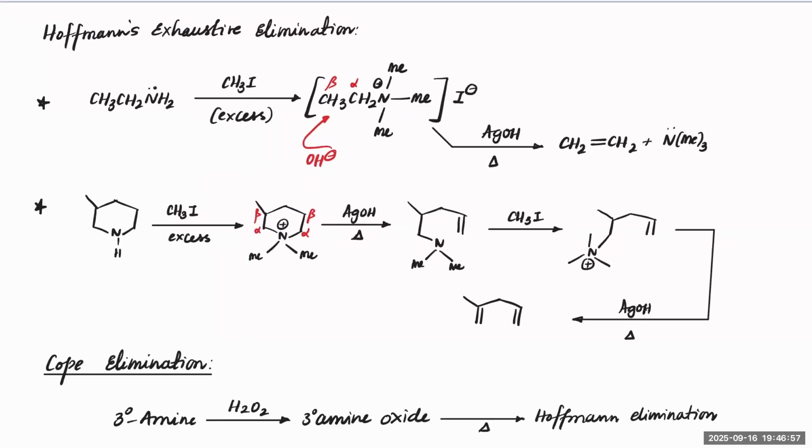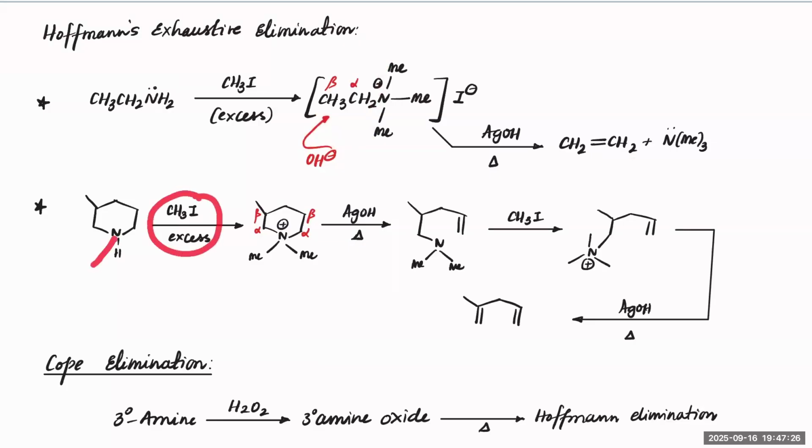Hofmann exhaustive elimination is something which we learned earlier in alkenes. Here the nitrogen will keep on taking as many methyls as possible till it becomes a salt form, less charged. Then when you react with a base like AgOH, this OH minus can extract a proton from the beta position, remove this group, and convert into a double bond.